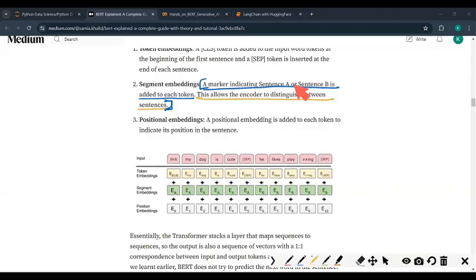So a segment indicating sentence A or sentence B is added to the token. This allows the encoder to distinguish between tokens. Two statements are there, so you add a CLS here, then add a SEP here, because you are separating at this point. Then add another separator after the end of the final statement. This is what we are saying: you need to do segment encoding to tell from where to where your first statement is, and then your second statement, your third statement, your fourth statement. That is what segment embedding is doing.